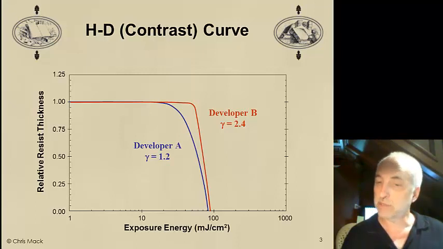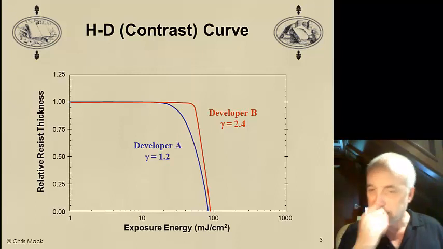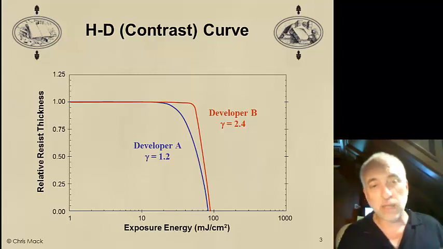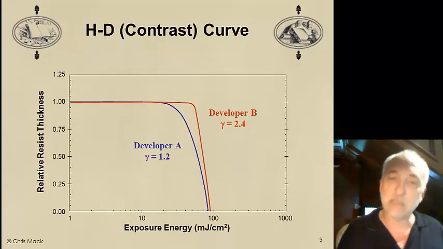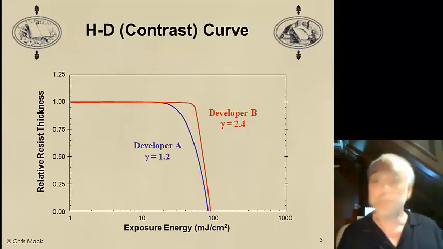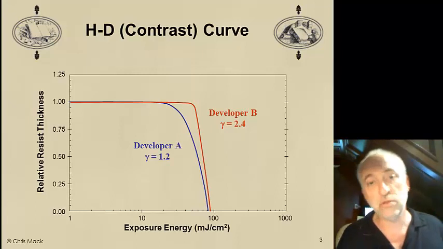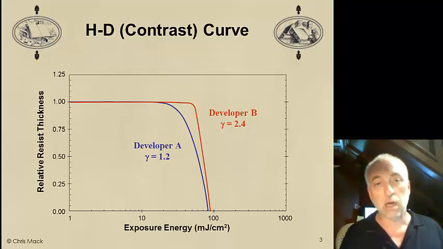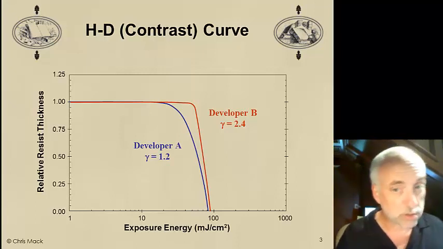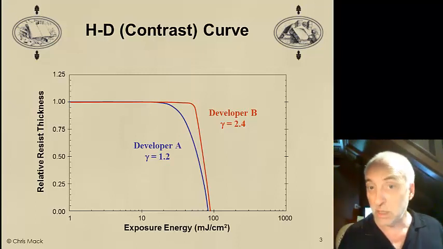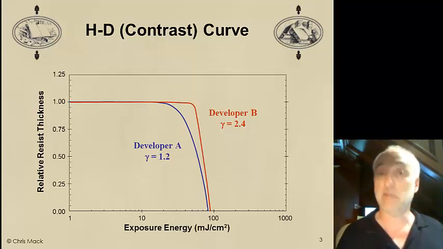Well, that all sounds very good, except when they went and did real lithography, when they printed features, and they looked at their ability to control the feature size, and looked at the depth of focus, and things called exposure latitude, which is how much the line width changes when you have a small error in exposure dose. They found that these higher gamma developers did not produce better lithographic results.